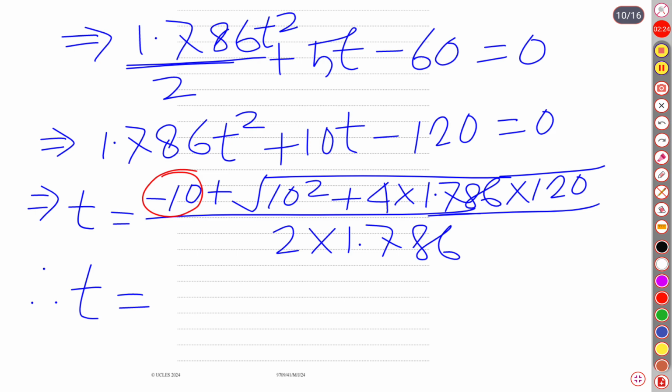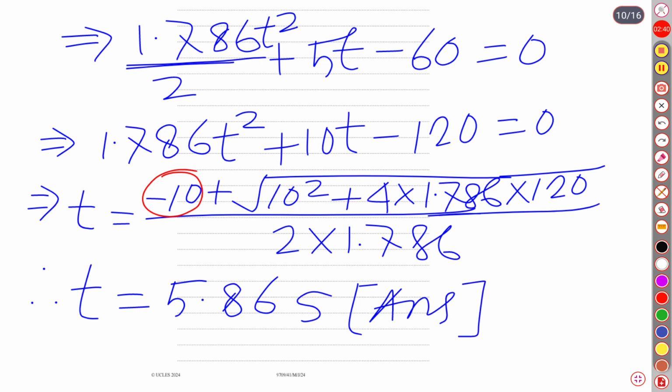So t equals 5.862. If we round it to three significant figures, it is 5.86 seconds. That is the required time for the bobsled to reach the bottom.